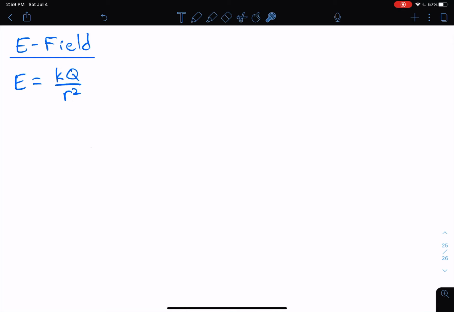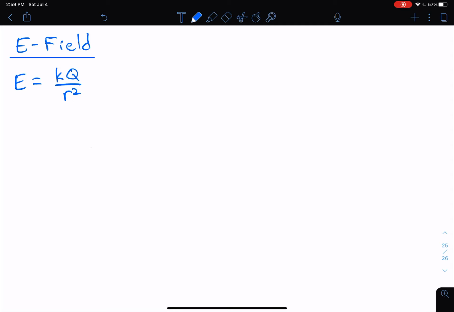The Coulomb's constant, again, that's 9 times 10 to the 9th newton square meters per square coulomb. Capital Q, because we're talking about the charge magnitude, and R. Now this formula looks very similar to Coulomb's law, but the difference is we only have one Q, and because there's only one Q, R isn't the distance between the two objects because we only have one object.